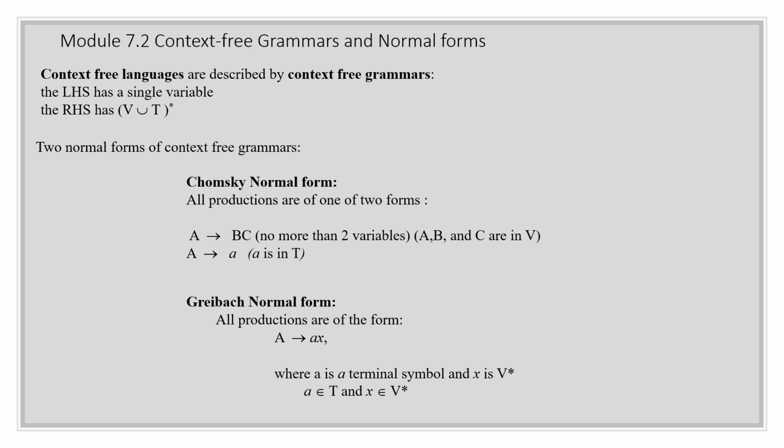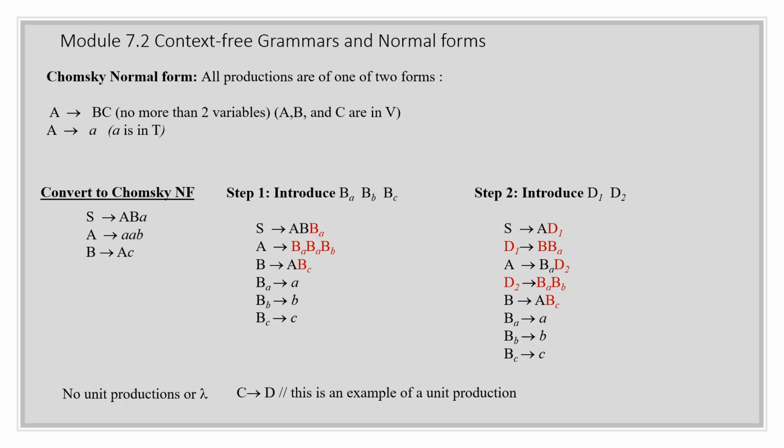So the first one is the Chomsky normal form. All productions in the Chomsky normal form have, of course, one variable on the left-hand side, but on the right-hand side, you can have no more than two variables, or you have a single terminal symbol. So all of the productions have to either have one or two variables on the right-hand side or a single terminal symbol on the right-hand side. In Greibach normal form, all the productions are in the form of one single terminal symbol followed by any number of variables. So let's take a look at this in more detail.